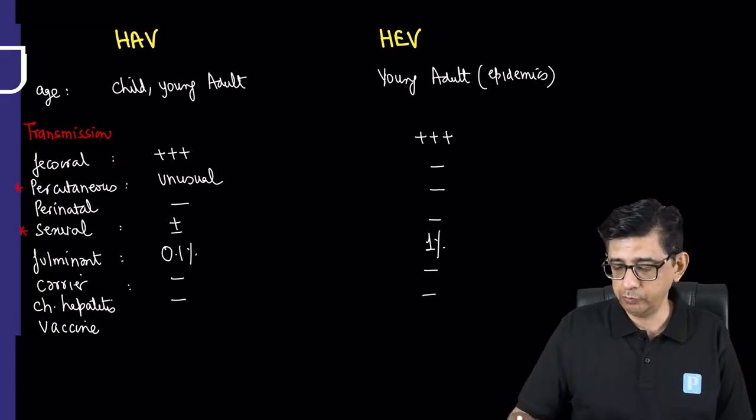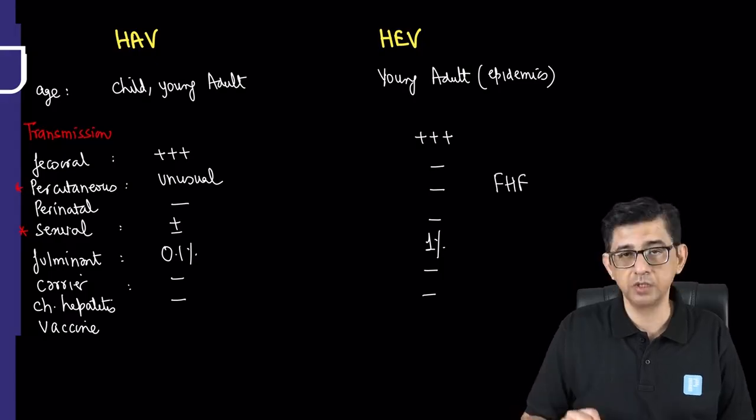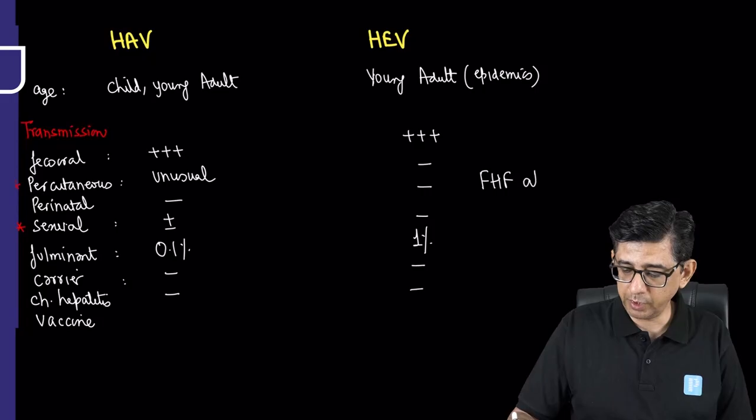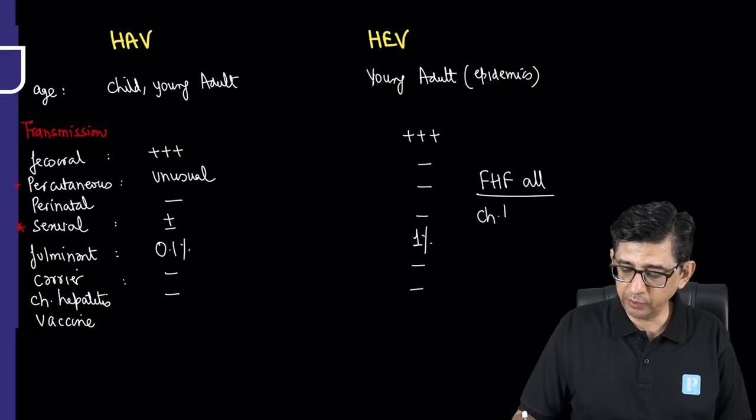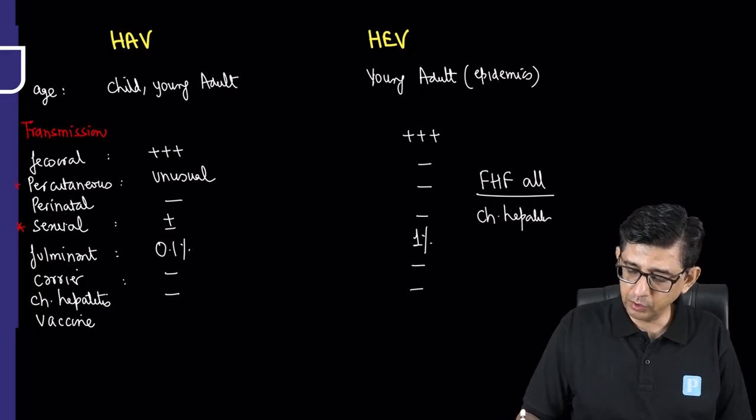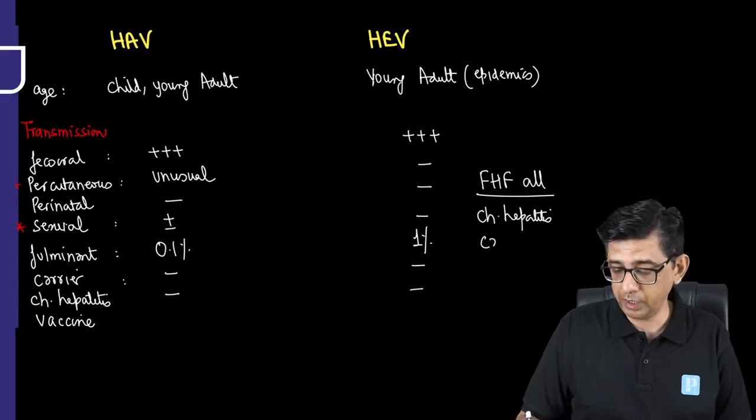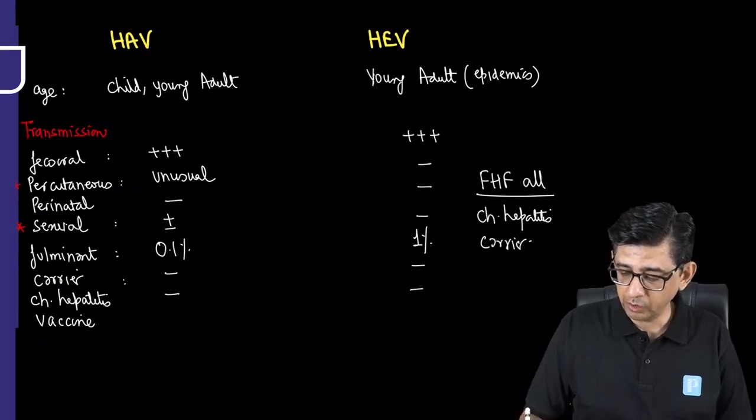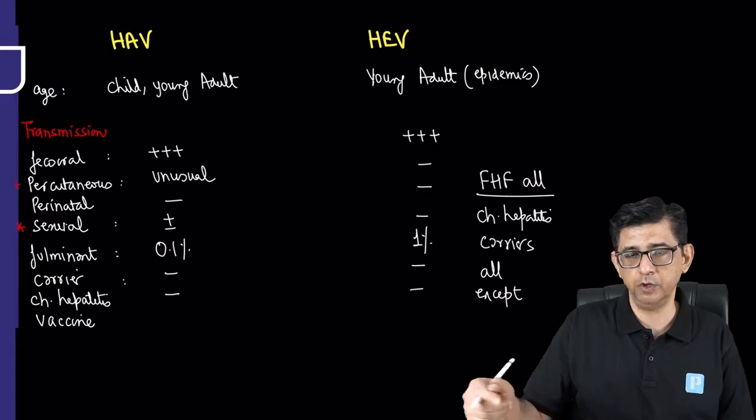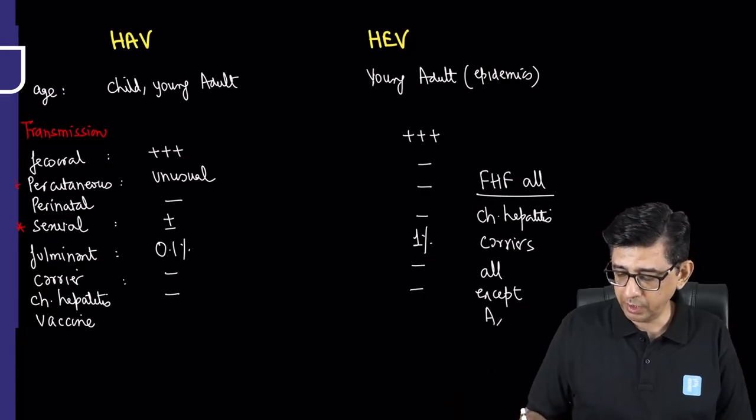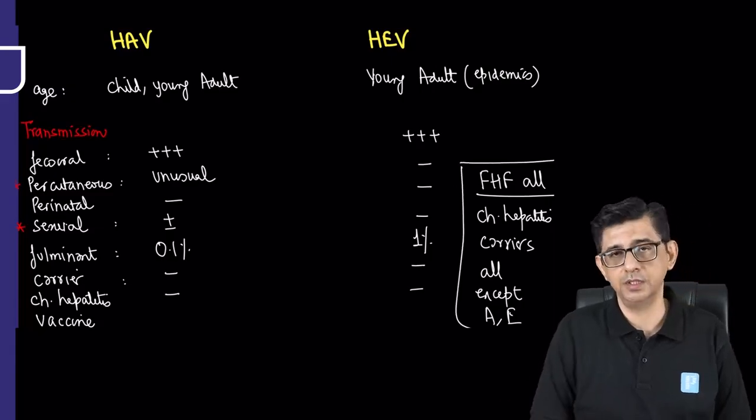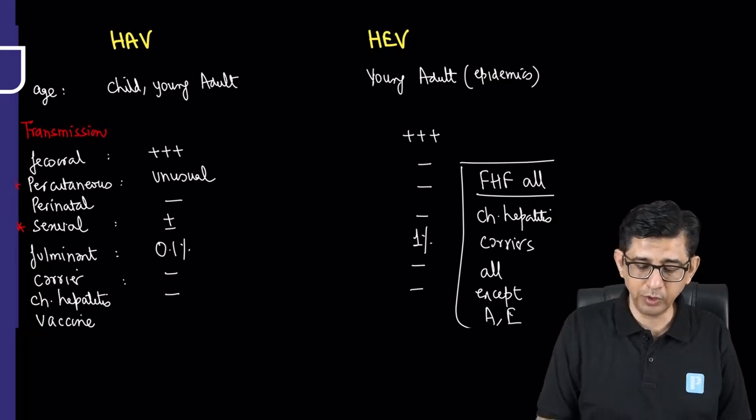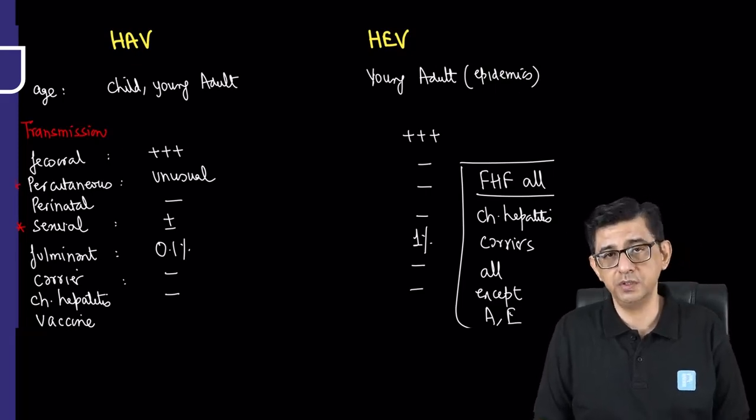Fulminant hepatic failure, what you're supposed to remember is not this plus minus. What you're supposed to remember is that fulminant hepatic failure is seen in all. And as far as chronic hepatitis and carriers are concerned, they are again going to be seen in all except A and E. I'll repeat the data once again. Chronic hepatitis and carriers are seen in all of the hepatotropic viruses ranging from A, B, C, D, E, but except A and E. Though the table is read by you even in your pathology classes, I thought that I should focus on the aspects where the differences are.